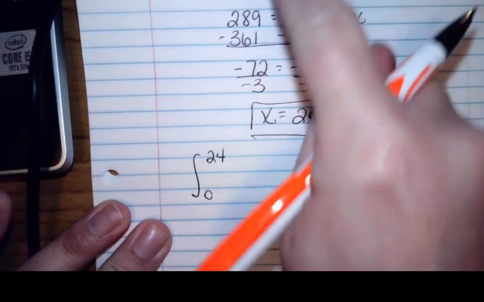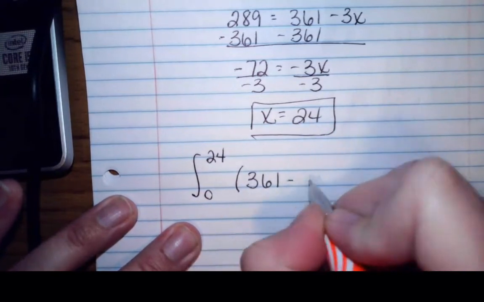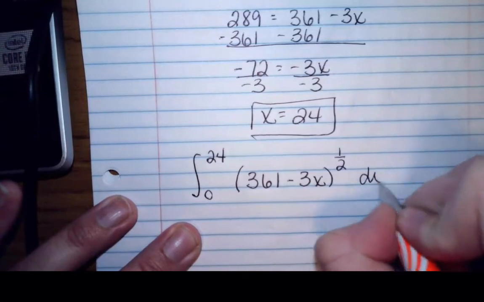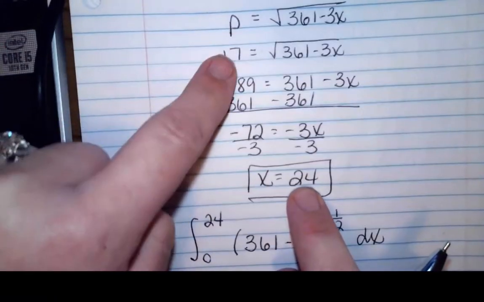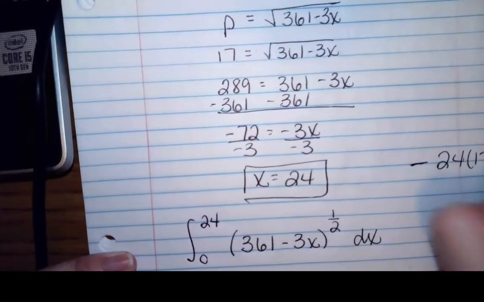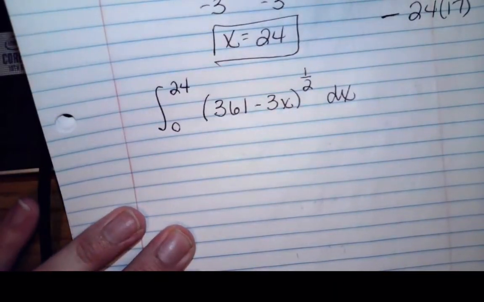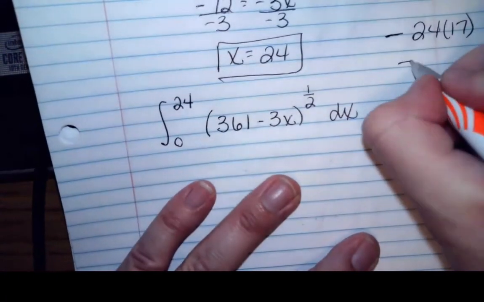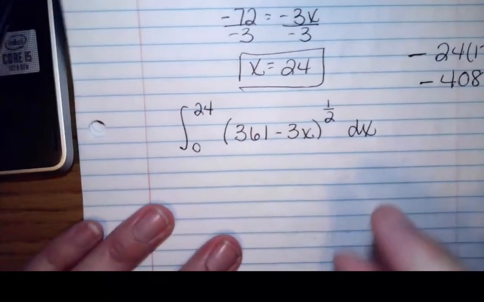And I'm going to go back up to my original function, which was 361 minus 3x to the 1/2 power. Okay, and what are we going to subtract off? We're going to subtract off 24 times 17. So remember to subtract off 24 times 17, whatever that is. Let's look. 24 times 17 is 408. So I need to subtract off 408.